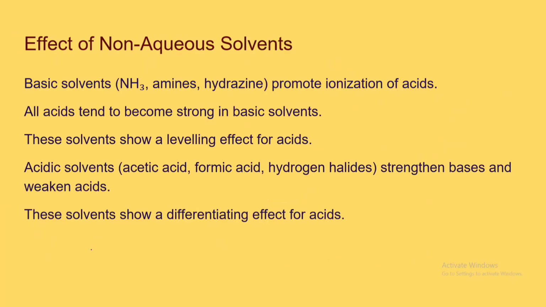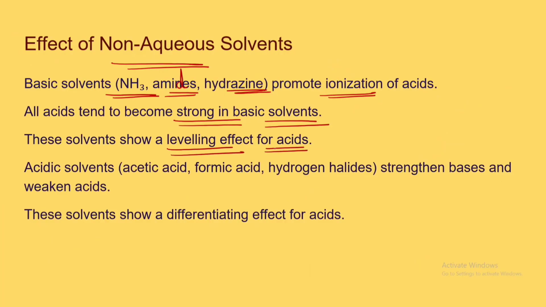Right. Now talking about the effect of non-aqueous solvents. Basic solvents like ammonia, amides, hydrazines all promote ionization of the acids. So all of the acids tend to become strong in these basic solvents. Such solvents, we say, have a leveling effect for all of these acids. Now talking about acidic solvents like acetic acid, formic acid, hydrogen halides, all of these will strengthen the bases and weaken the other acids which are added to these solvents. So these solvents show a differentiating effect for the acids.